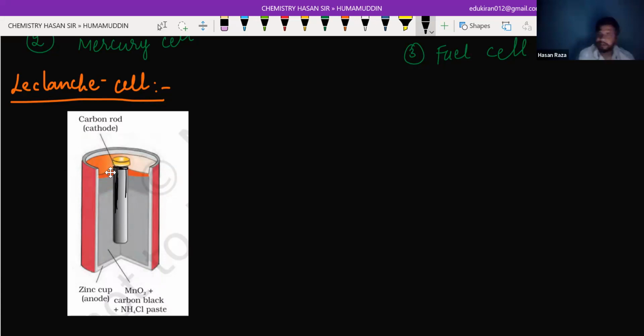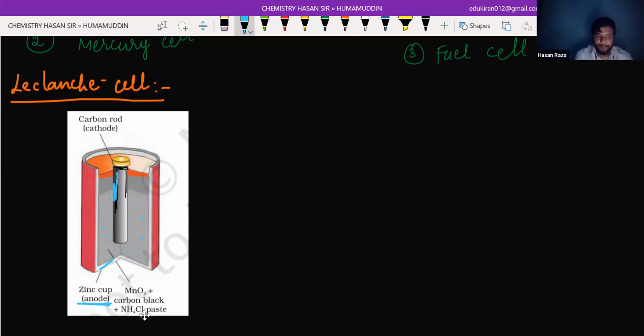As I told you, in these cells, there will be electrodes, cathode and anode. And this part is your zinc cup, made up of zinc, which is anode. Are you getting my point? This is your anode, this part, and this part is your cathode. And this part is filled with paste of MnO2 plus carbon black plus NH4Cl paste. Are you getting my point?